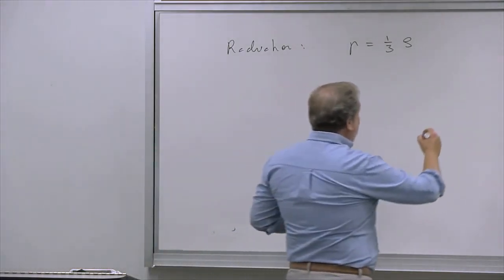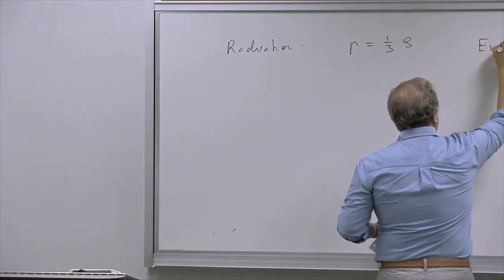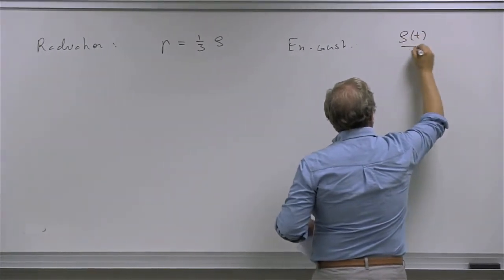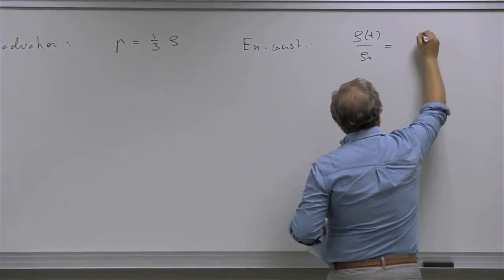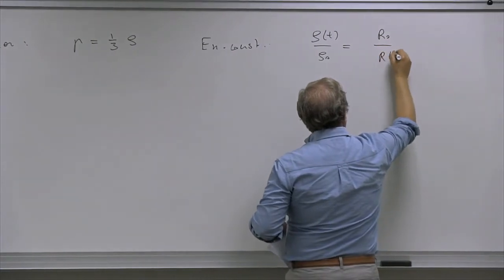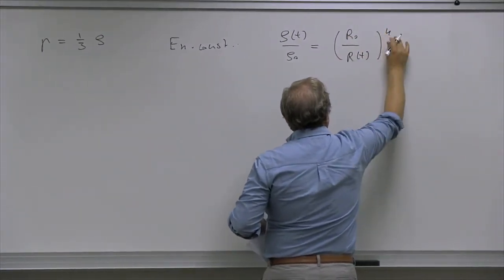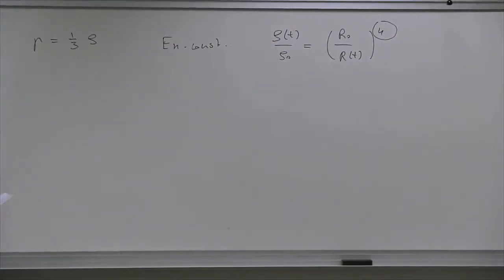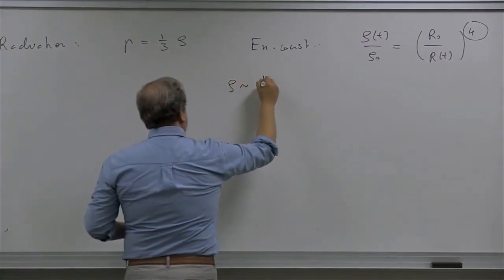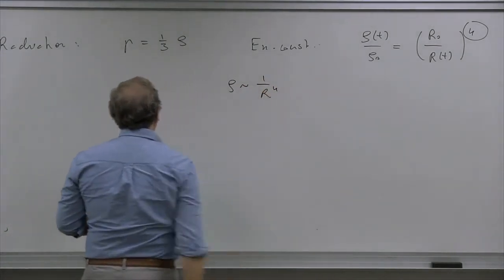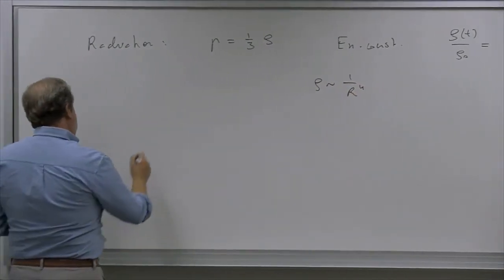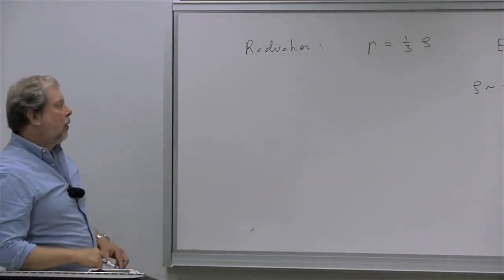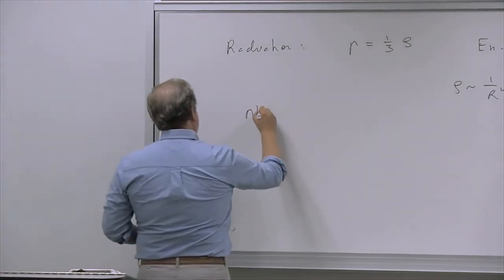So from energy conservation, you have that rho of t divided by rho naught is equal to R naught divided by R of t to the 4th power. So for radiation, you have the 4th power, in other words, rho goes like 1 over R to the 4th. And now you can look at how things behave when you have, for example, photons.